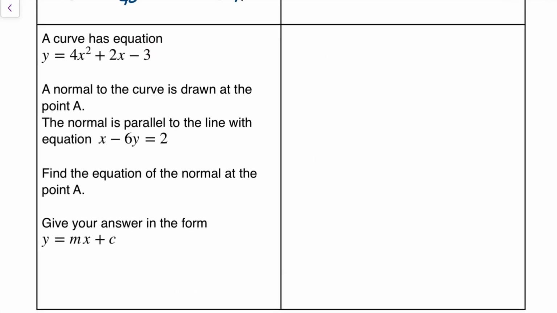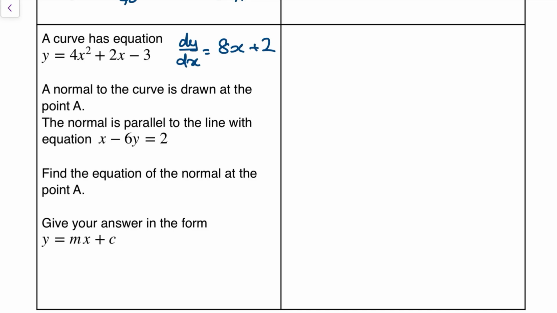And last question. A curve has equation, gives me an equation. A normal to the curve is drawn at the point A. The normal is parallel to the line with the equation. Find the equation, the normal at the point A. Okay. So this is basically just finding the equation of a line, actually. It's not too bad. I thought it might be something to do with finding the area of a triangle or similar. So a curve has an equation, which means that dy dx, so I can use my gradient function to find the gradient, is going to be 8x plus 2.